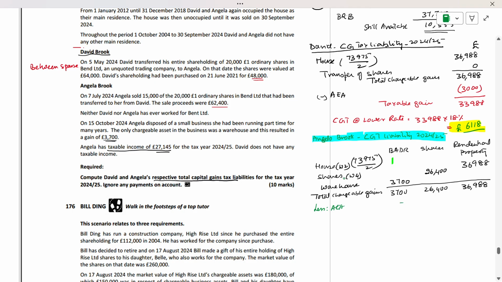How much is AEA? First, we have to deduct it from the residential property. 3,700, 26,400, 33,988. This is the taxable gain.